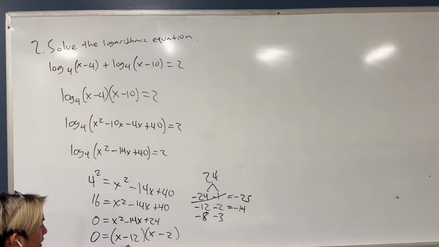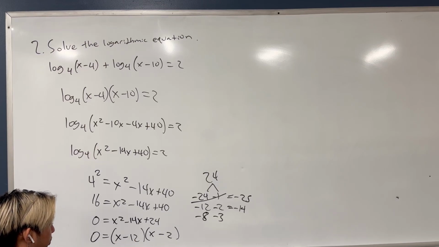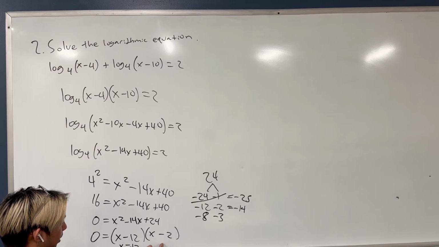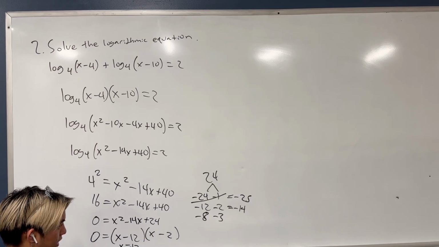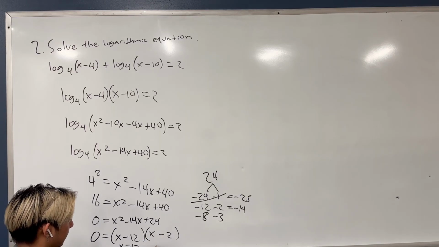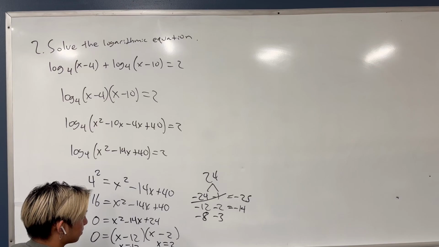Now that we have our factors, we're just going to solve them. If we put x minus 12 equal to 0, what number would equal 0? 12. So x is equal to 12 here, and same thing here. If we put x minus 2 equal to 0, what number gives us 0? 2. x equals 2.